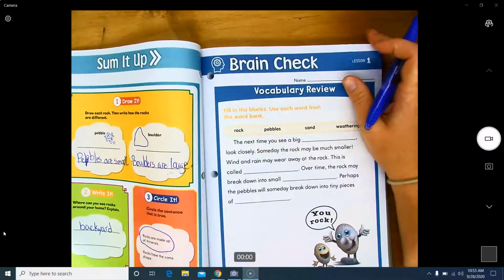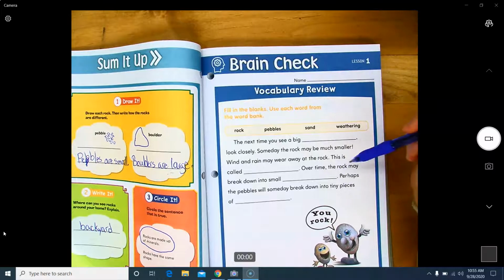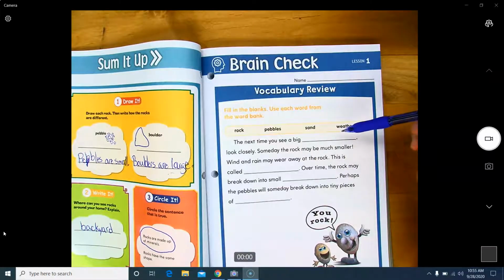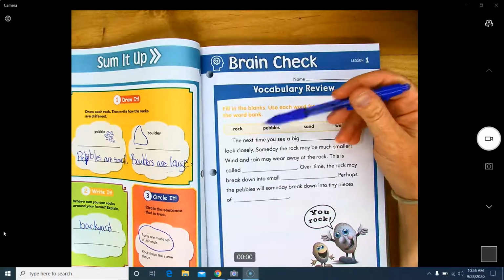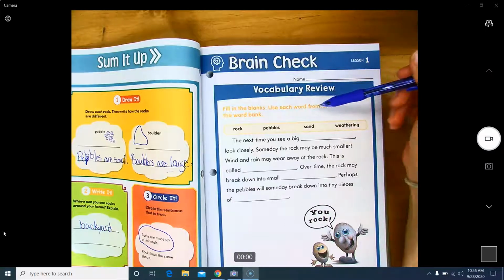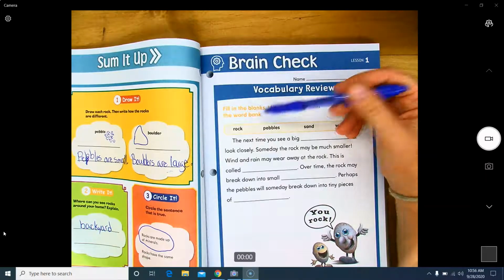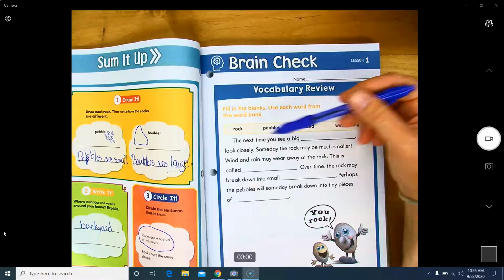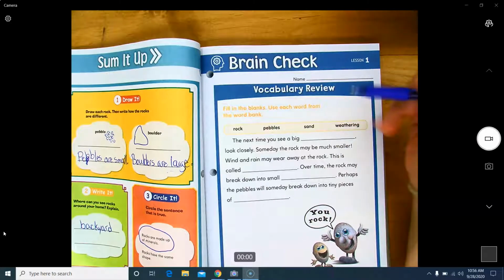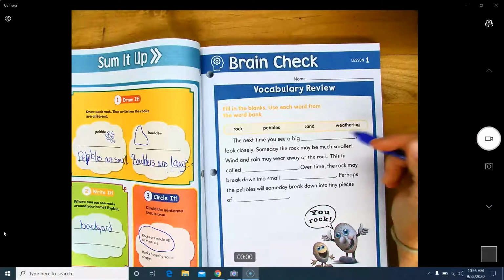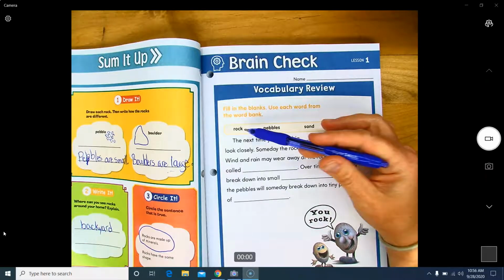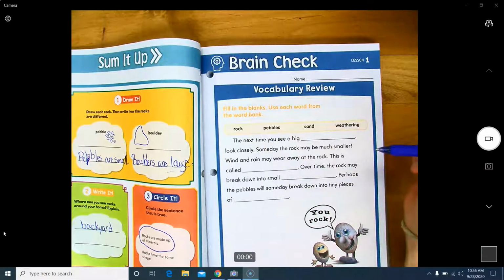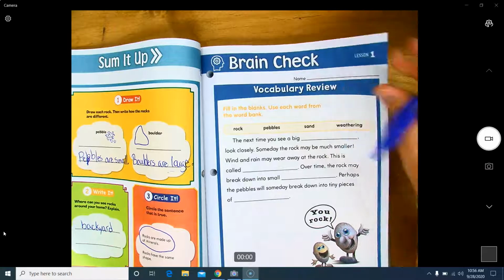Here's your brain check. Okay, I'm going to make this on the Google Forms. So this says fill in the blanks, use each word from the word bank. You're going to read through and make sure these make sense, okay, when you put them in. After you put the words in, go back and reread it to check your answers.